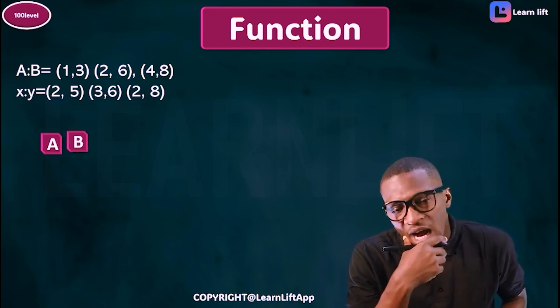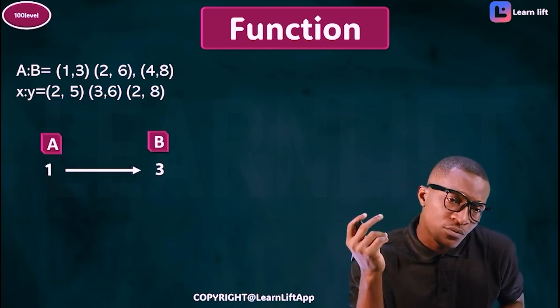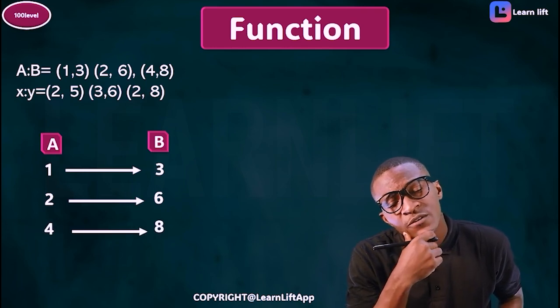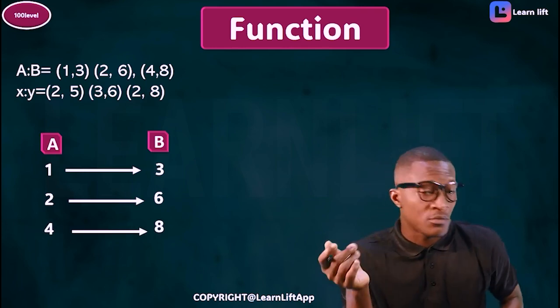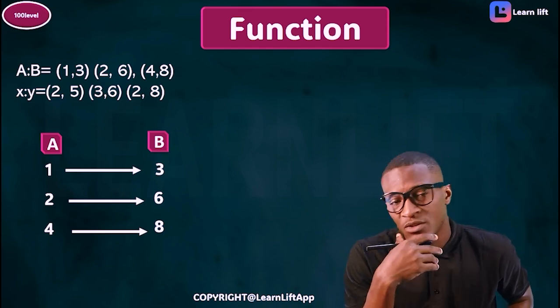Let's say we have A and B. I will start by putting 1 to 3. I will say 2 to 6. I will say 4 to what? 8. We're just showing you how the pairing can go. It means that 1 is paired to 3, 2 is paired to 6, and 4 is paired to 8. So we don't have that repeated relation.